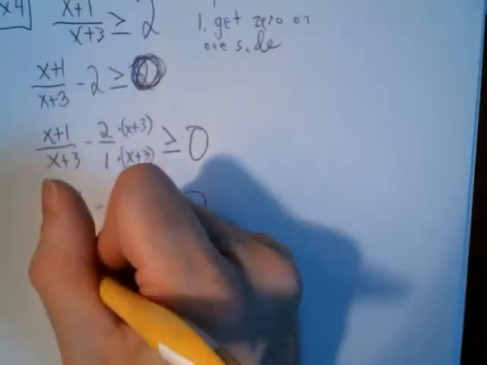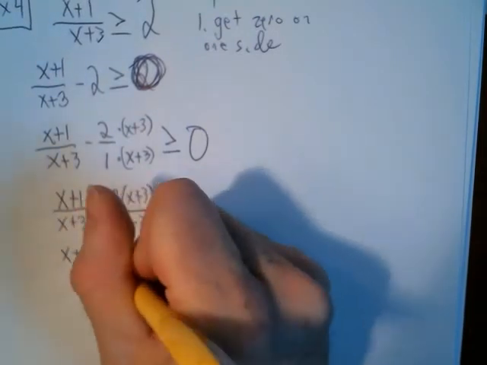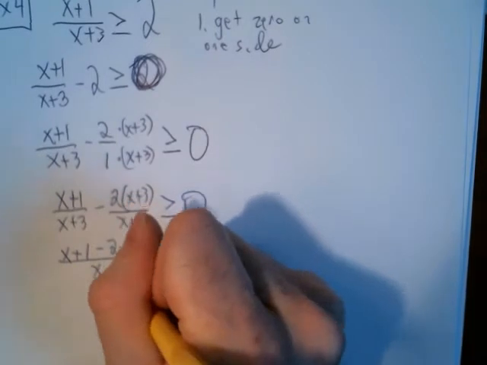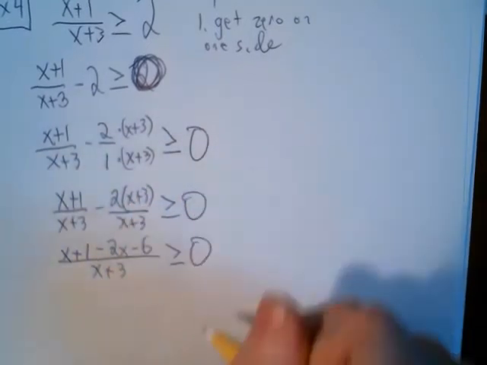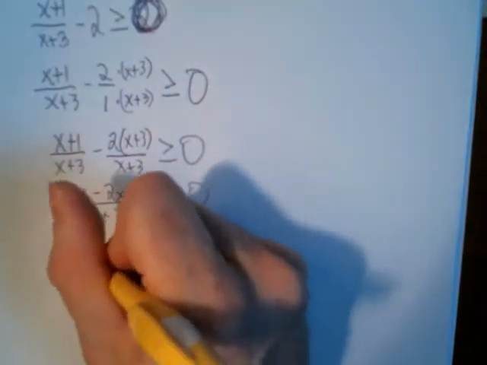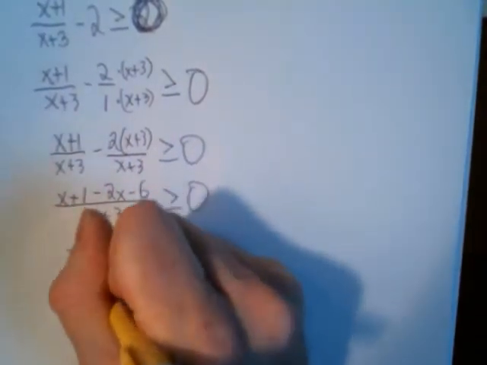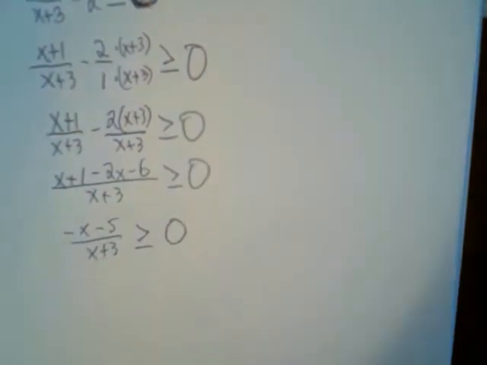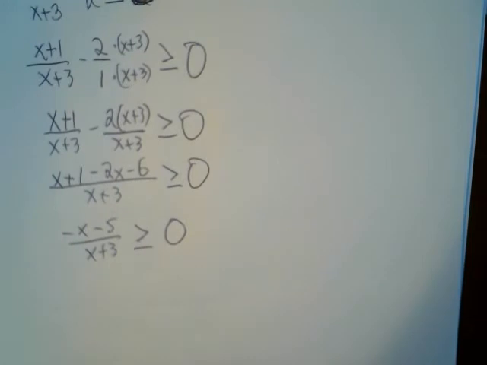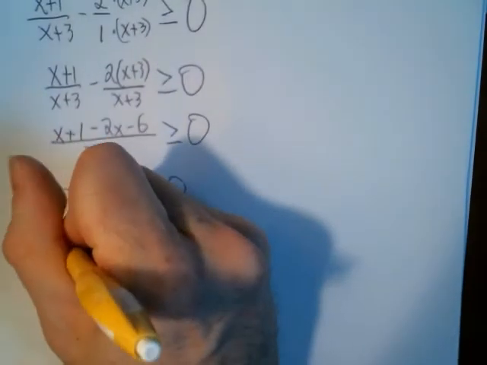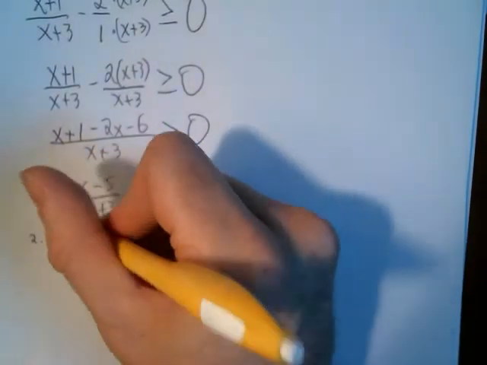Then I want to combine the numerators over the common denominator. So x plus 1 minus 2x minus 6 all over x plus 3. And I'm simplifying, so I'll have negative x minus 5 all over x plus 3. Okay, so at this point, I want to find the boundary points. Okay, so secondly, find boundary points, and it's a little different here, like I said.